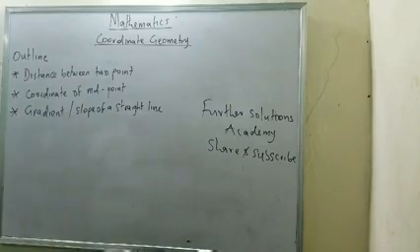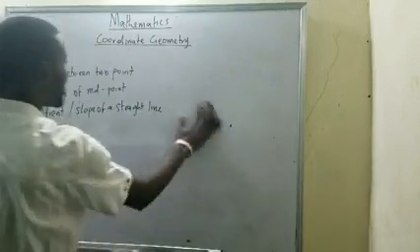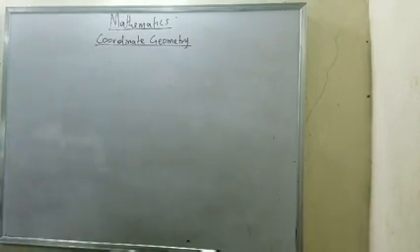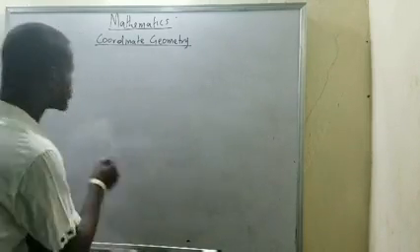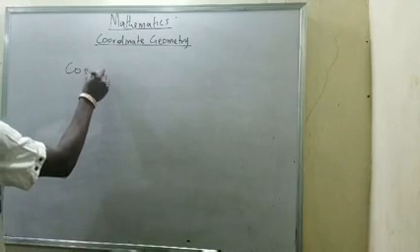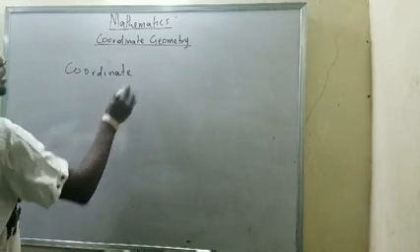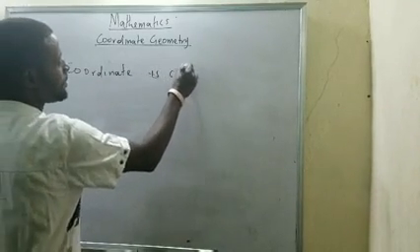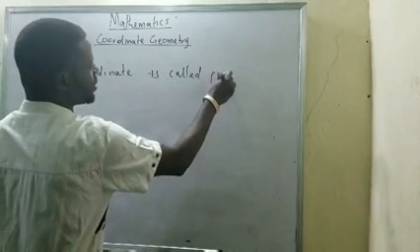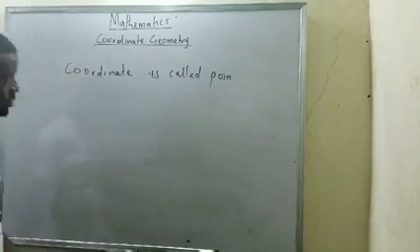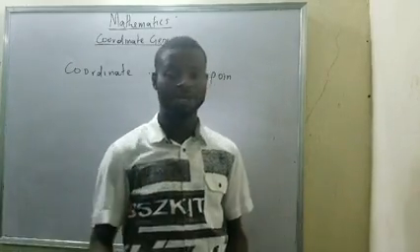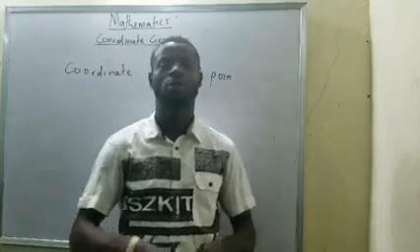Okay, before we move on to the outline, let me try to explain the meaning of coordinate. Coordinates are also called points. Now, these coordinates and points are the same thing. It means that when we talk about coordinates, we must understand the word point.